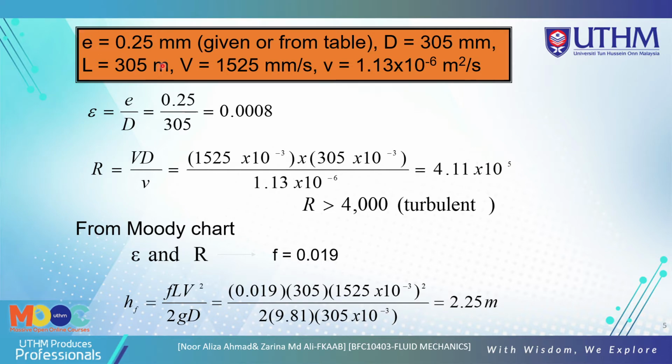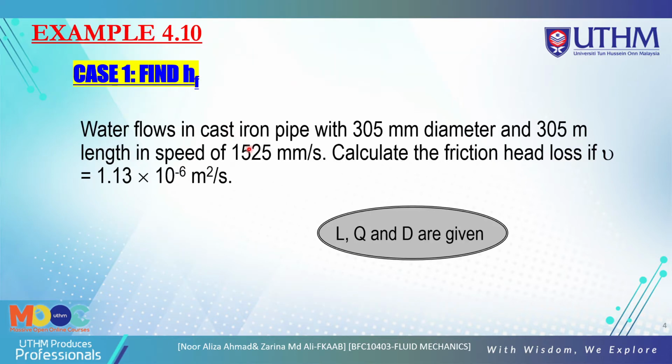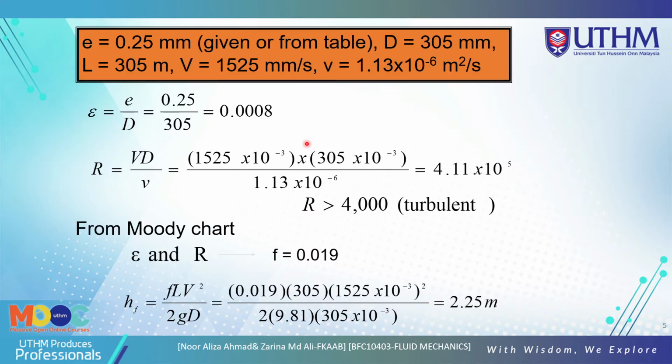For the cast iron pipe, E is based on the table from the Moody chart, so you get E is 0.25 mm. First you must find the relative roughness. E over D is equal to 0.25 divided by 305 mm, which is 0.0008. Then the Reynolds number: you put all the values here and you get 4.11 times 10 power of 5, so the flow is turbulent.